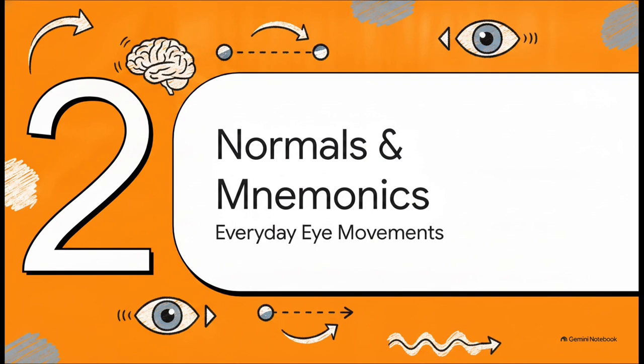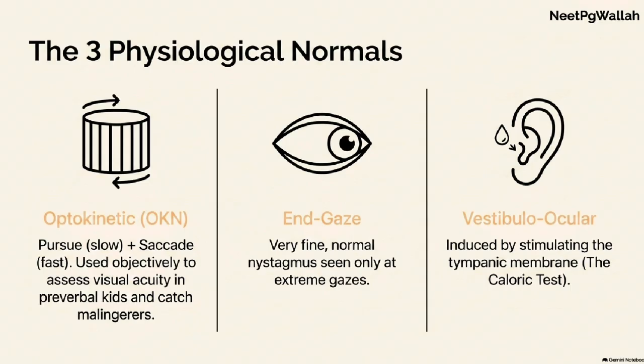Let's look at the everyday eye movements that don't indicate any underlying disease whatsoever. First is optokinetic tracking, or OKN, which is a mix of a slow pursuit and a fast jerk, or saccade. We actually use this to check vision in preverbal kids or, honestly, to catch malingerers faking vision loss. Next is end-gaze nystagmus. This is just a completely normal, fine jerking you see only when someone looks really far to the side. Finally, there's the vestibulo-ocular reflex. This is a normal response we induce medically using the caloric test by stimulating the tympanic membrane in the ear.